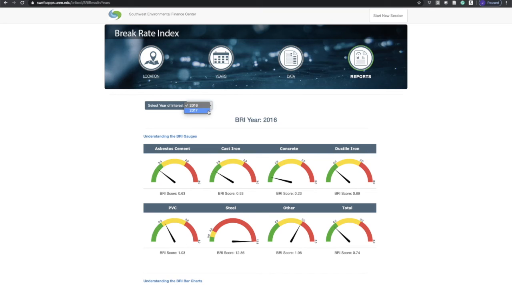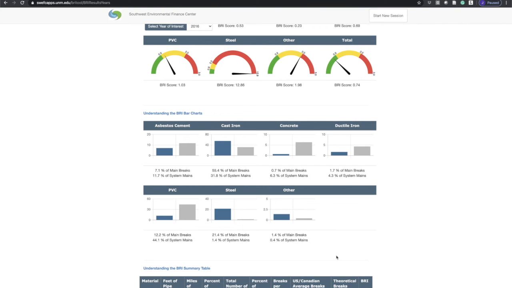Your results will be presented in an easy-to-read dashboard with dial gauges displaying system-wide and material-specific BRIs, and a comparison of the percentage of breaks on each material to the percentage of the system that material makes up.